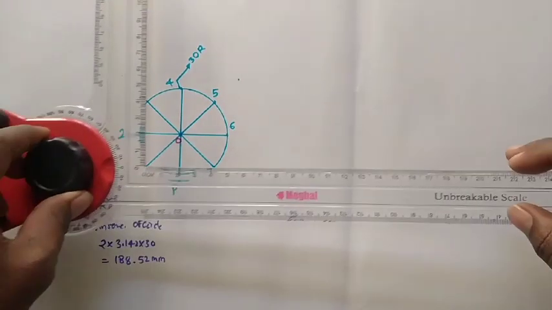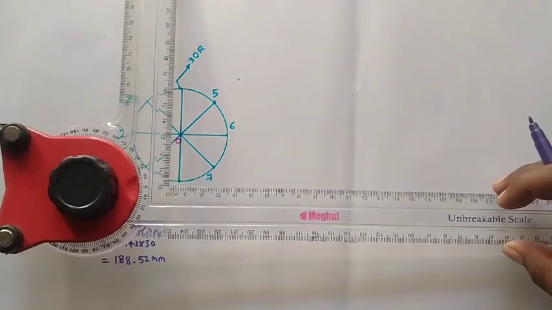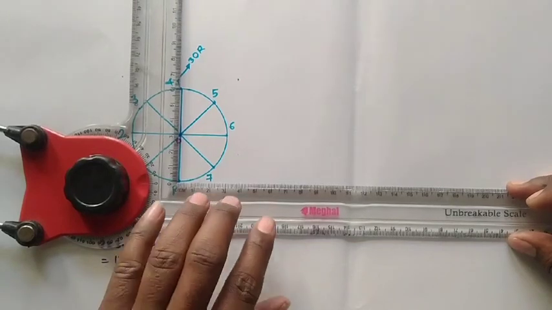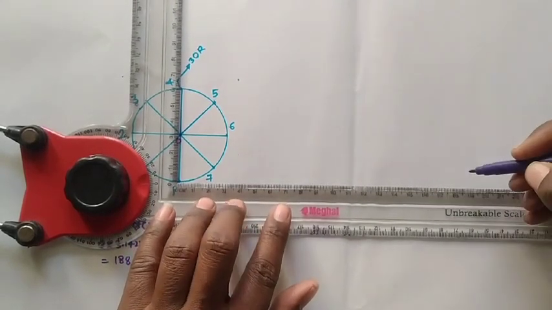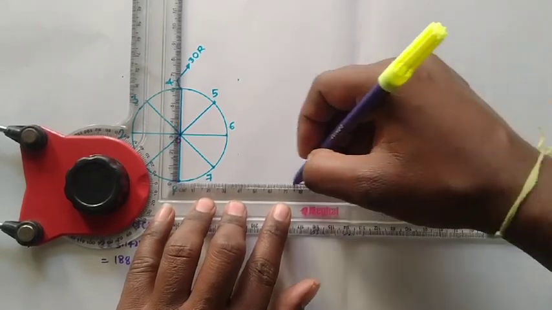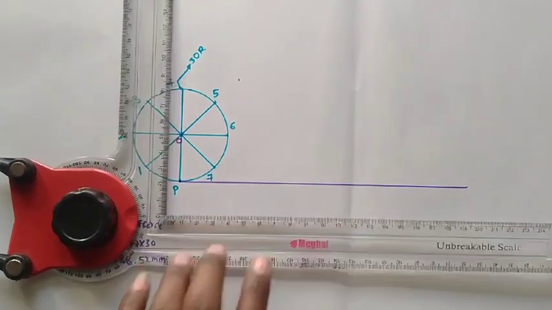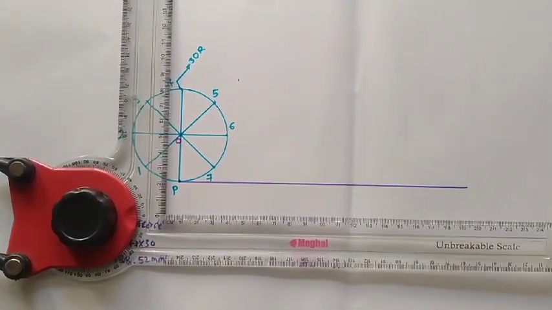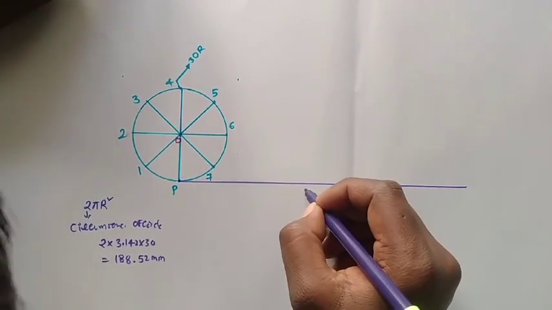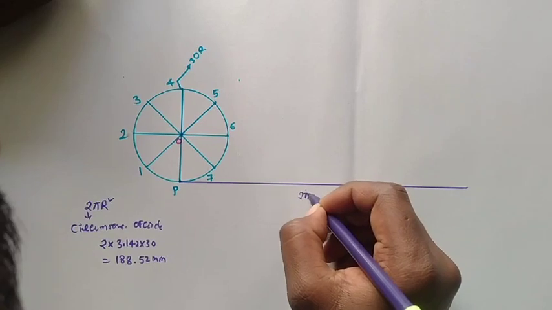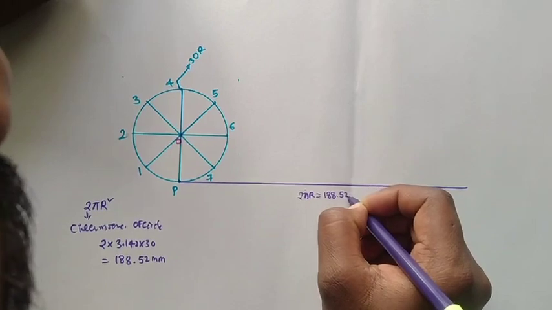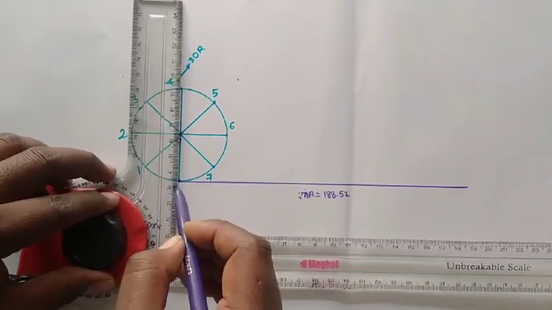Next, from point P, measure 188.52 mm and draw a line. The length of this line is 2 pi r, that means 188.52 mm.